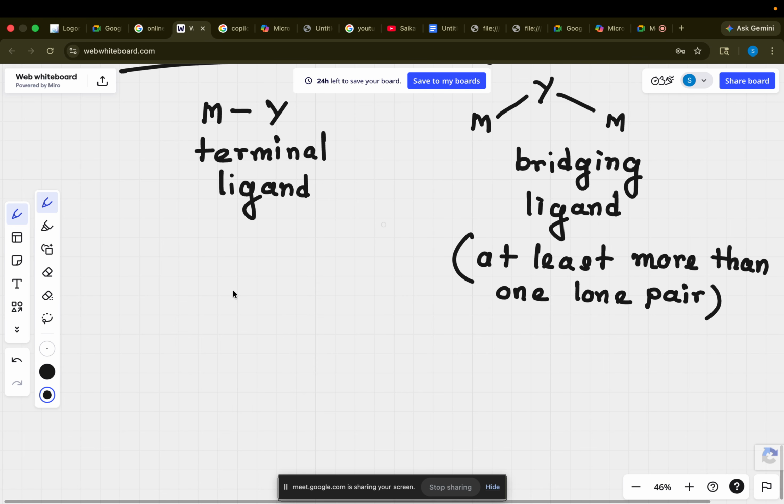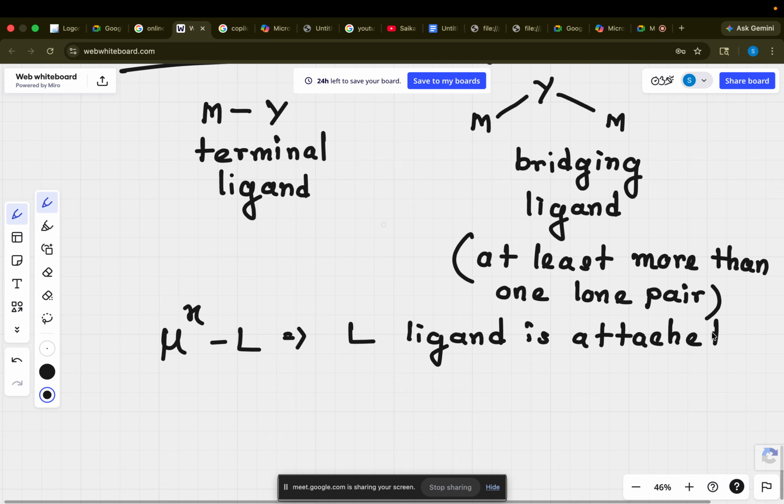Okay, so this bridging ligand we represent like this, mu, in coordination compounds. If I am writing mu, it means you have a bridging ligand. So just write down like this, mu to the power x, L. What does it mean? It means that the ligand L is attached to x number of metal atoms.